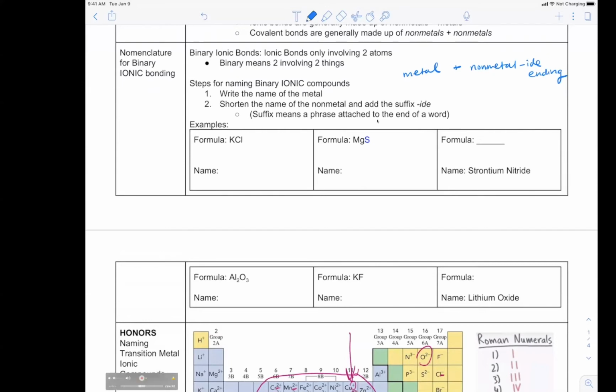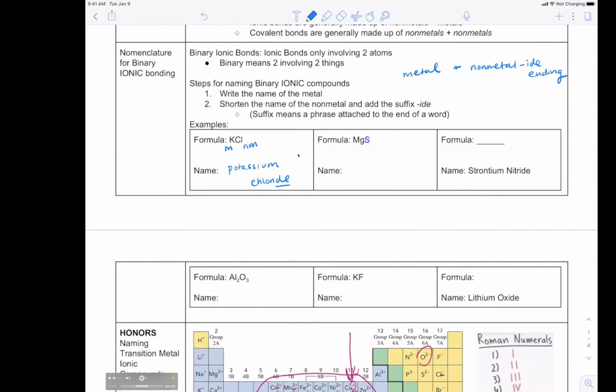Okay, so what do I mean by IDE ending? Let's just look at this example over here. Right here you have potassium. So potassium is your metal, and chlorine is your nonmetal. So I'm just going to write the name of the metal, so potassium. And then chlorine. Instead of writing chlorine, I'm going to end it in IDE. So instead of writing chlorine, I would write chloride.